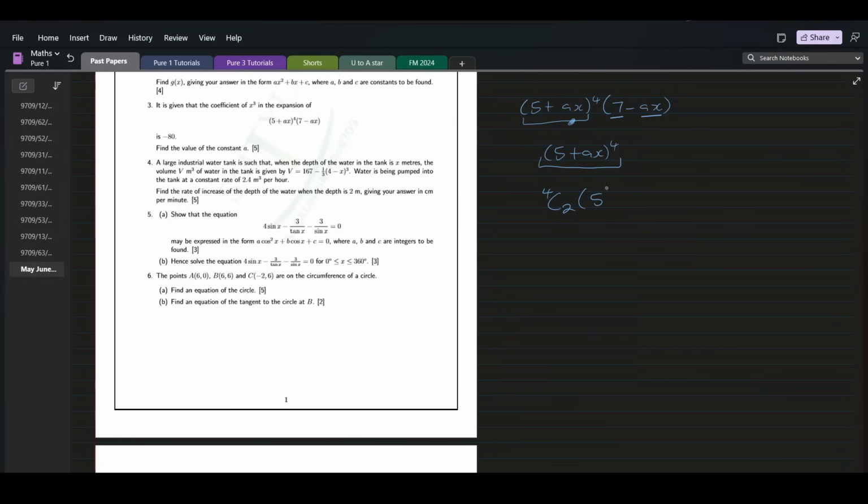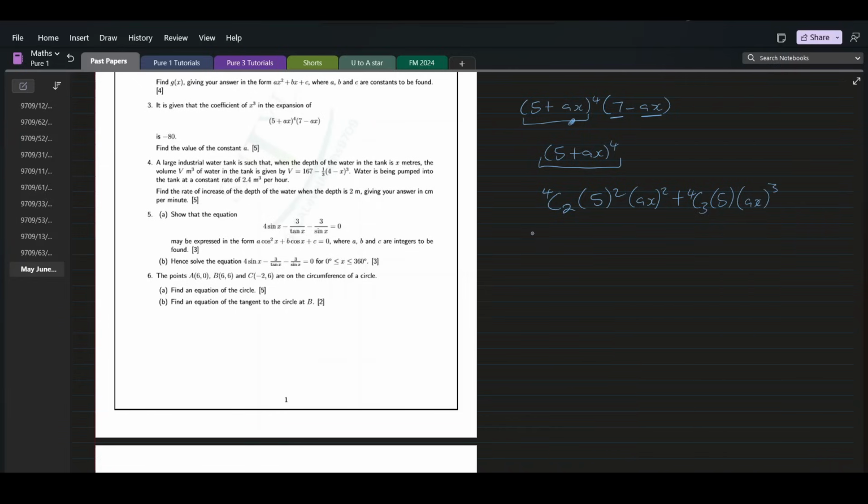That means the 5 is going to be squared and the ax is going to be squared, and that's where we're going to get our term in x squared. Plus, let's do 4 choose 3 for the term in x cubed, and the 5 is raised to the power 1, and then the ax is raised to the power 3.